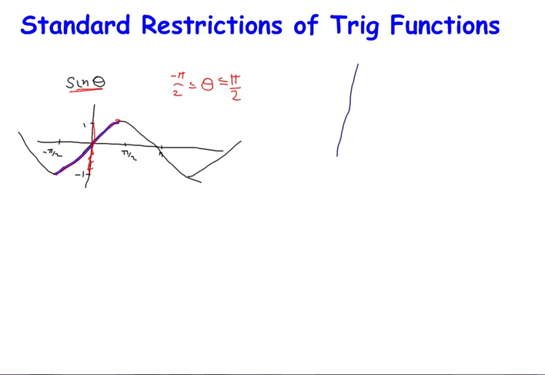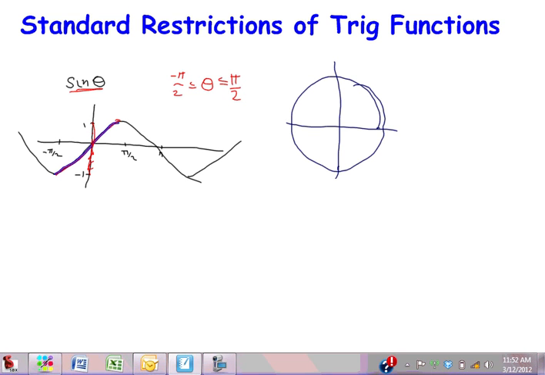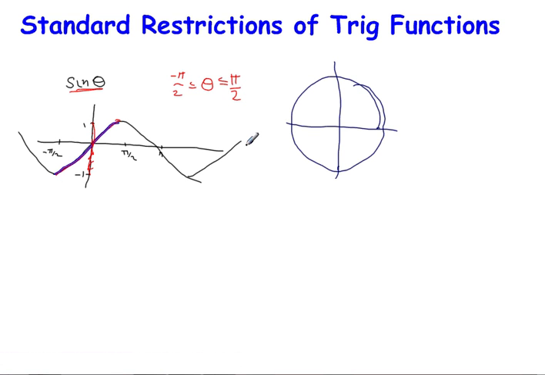Let's see if I could draw a vertical line there. Okay, and a circle, imagine that's a circle. So with that restriction, from negative pi over 2 to pi over 2, what we're doing is going around this way, right? Negative pi over 2 is there, up to pi over 2 is here.